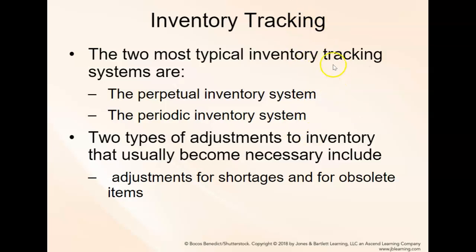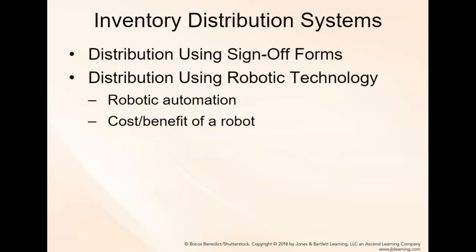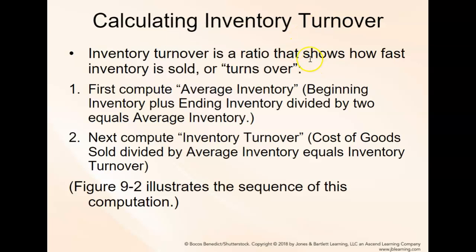Okay, so I got off track. Inventory tracking. There's multiple systems, different ways to track. Again, you do not have to be an expert. Sign-off forms, robotic technology. A lot of robots are used in healthcare right now because it's cheaper than paying a person, and essentially the robots take away any errors. Essentially, it's not always the case.